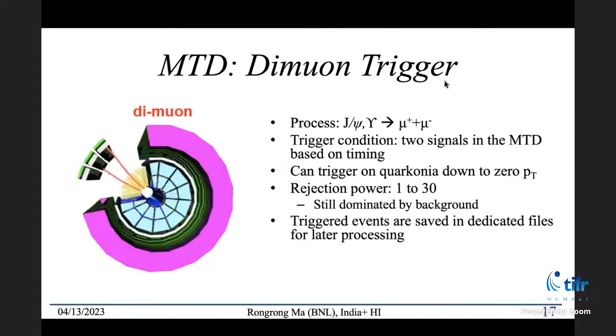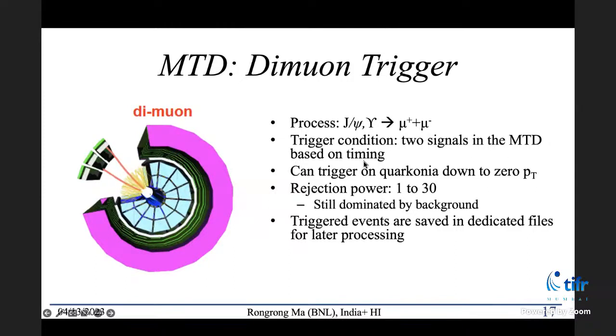So for the trigger, the MTD uses the so-called dimuon trigger. The process we are triggering on is either J/psi or upsilon decay into a mu plus and a mu minus. The trigger condition is that you need at least two signals in the MTD, meaning two muon candidates in the MTD based on the timing.